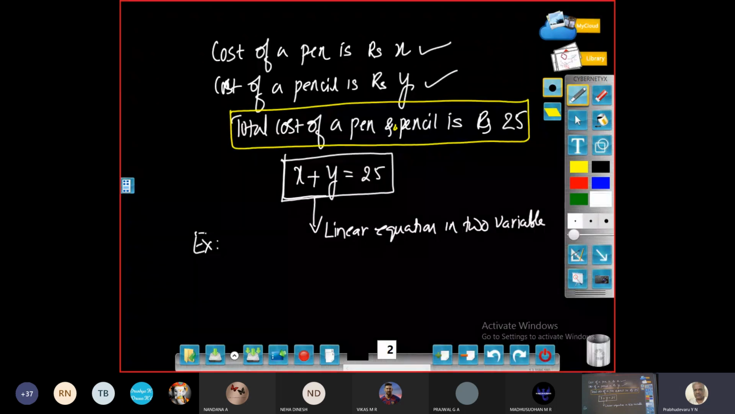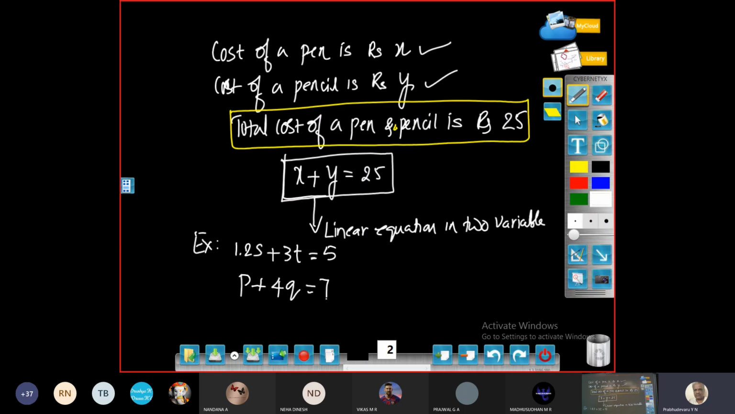Like this, 1.2s plus 3t is equal to 5. This is one equation. s is a variable and t is another variable. Two variables are there. Okay, then another example, p plus 4q is equal to 7. This has p and q as variables.